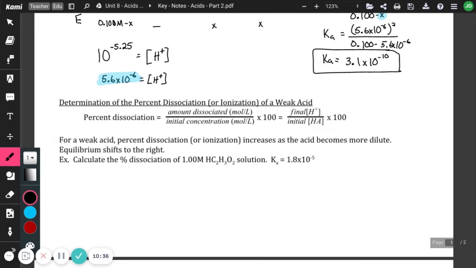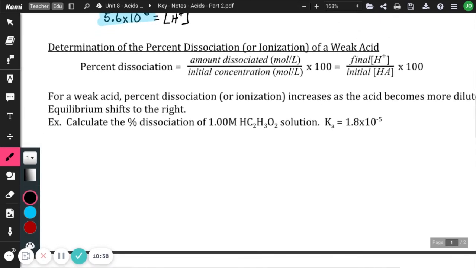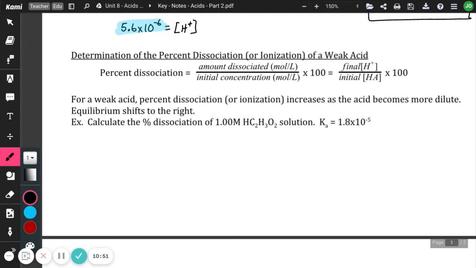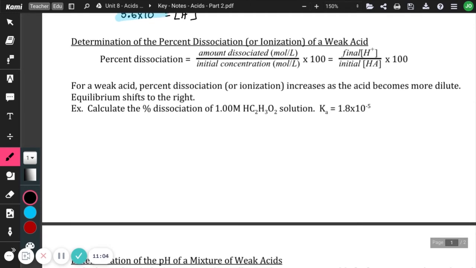All right, so right here, calculate the percent dissociation of 1.00 molar HC2H3O2 solution with a Ka of 1.8 times 10 to the negative 5. Now, one thing to note is for a weak acid, percent dissociation is going to increase as the acid becomes more dilute. So basically, we're going to see that equilibrium start to shift to that right side. All right. So again, calculate this percent dissociation.